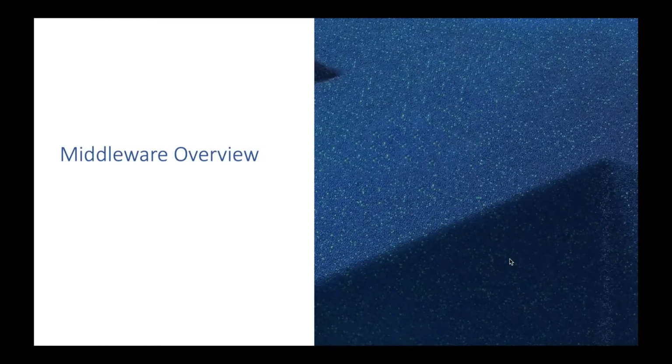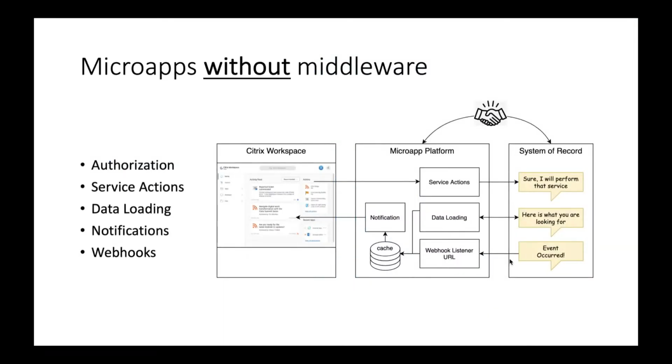I'd like to give you an overview of what middleware can do for you, what it can enable you to do in the context of Citrix Microapps. So here we have a schematic of what Microapps looks like without middleware. You have your user on the left, sitting in their Citrix workspace, interacting with the backend on the Citrix Microapp platform. You can define service actions, data loading endpoints, webhook listeners, and these enable you to do things like change records on the system of record.